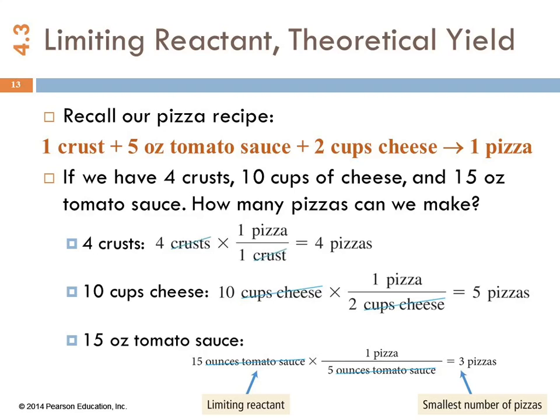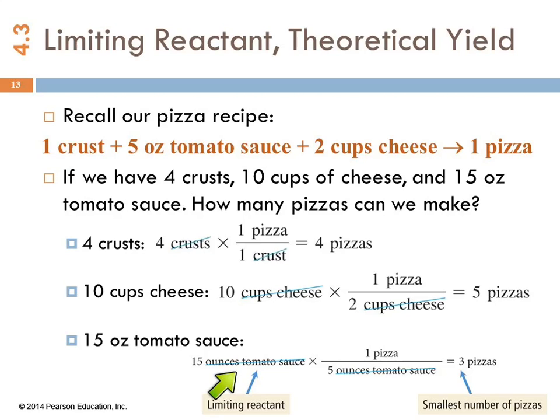Because what happens? You're going along, you're making pizzas. You're making 1 pizza, you make 2 pizzas, you make 3 pizzas, and at that point, you've run out of tomato sauce. So you have to stop. You can't make pizza without tomato sauce. Your boss will fire you, okay? You've got extra cheese, you've got cheese left, you've got crust left. Okay, and this happens in chemical reactions too.